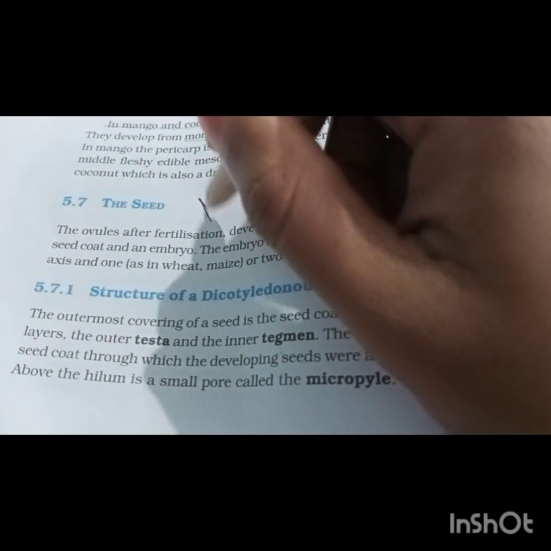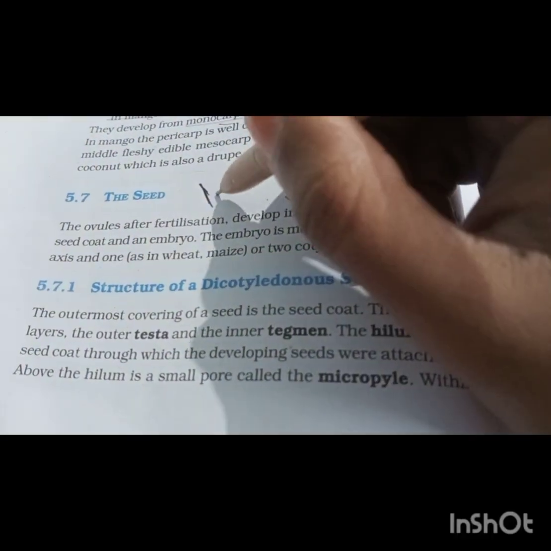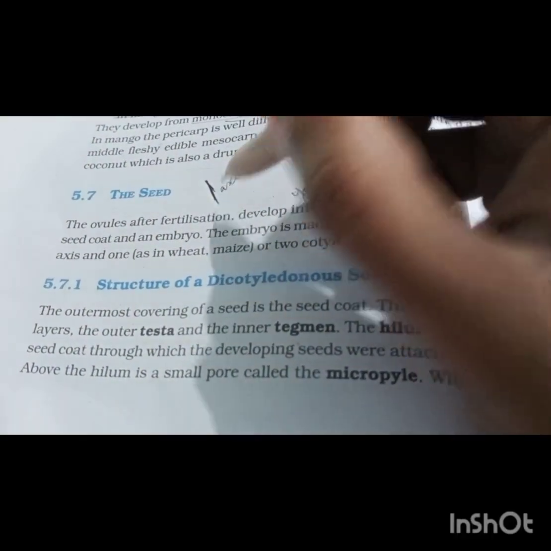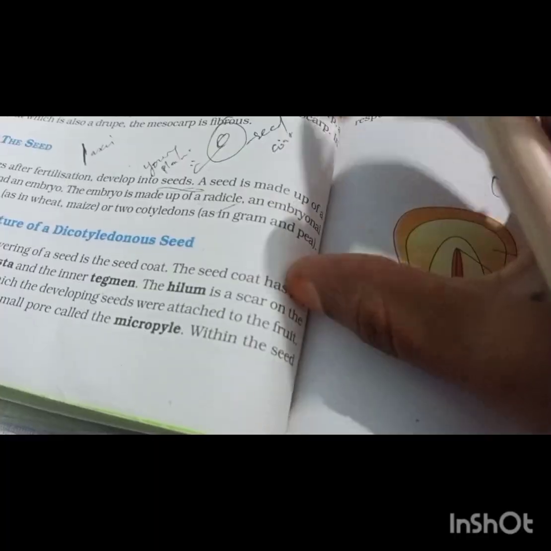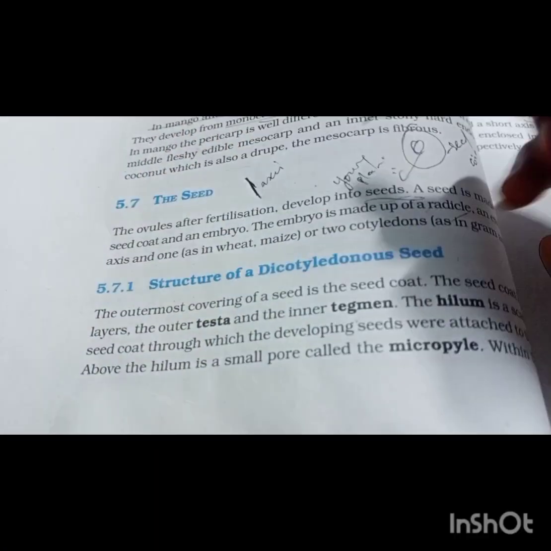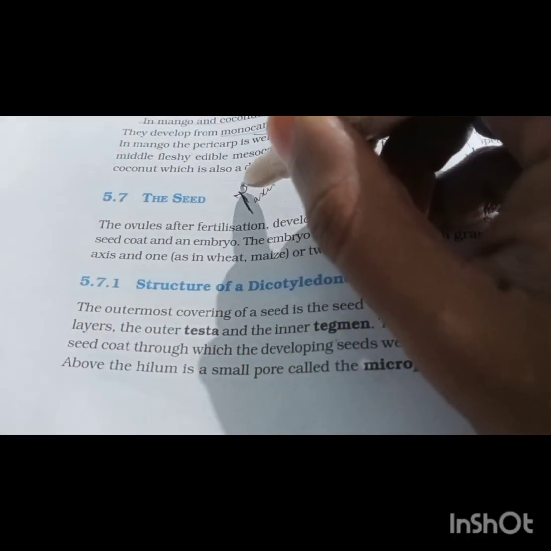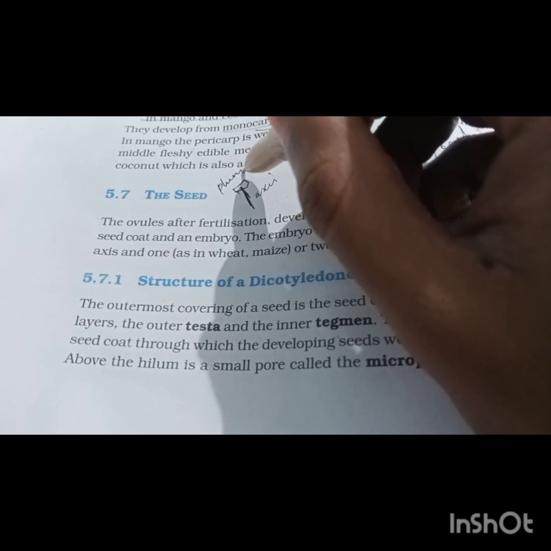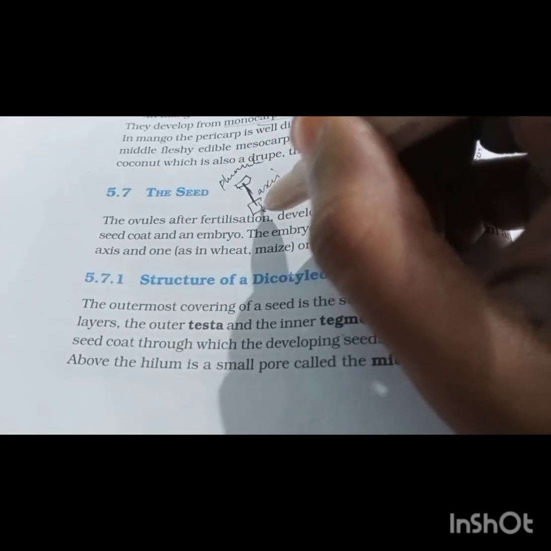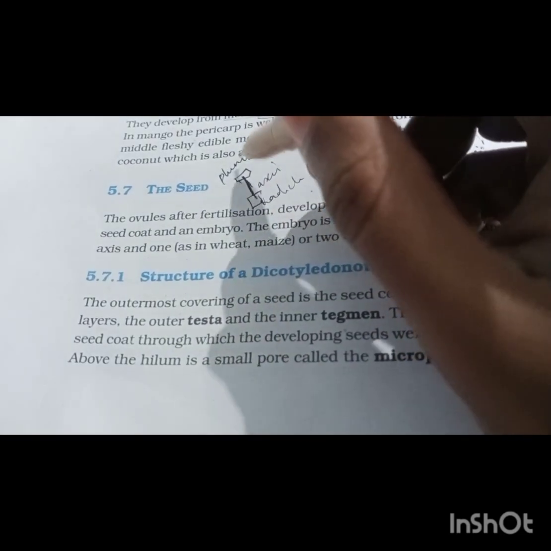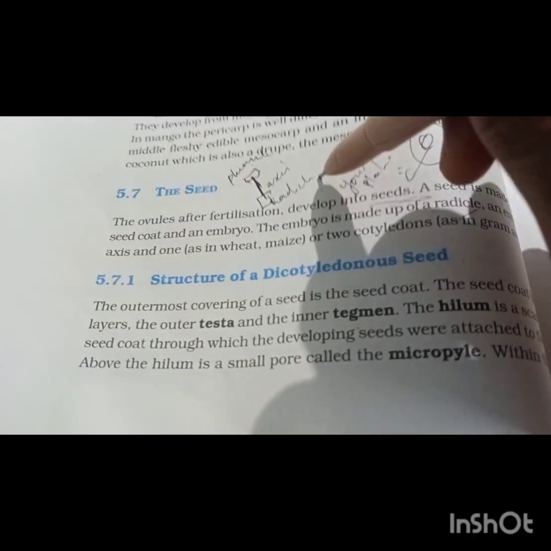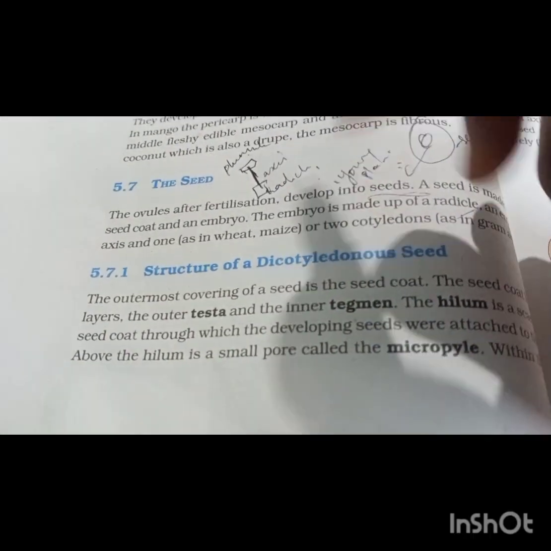If you take an embryo, the first part is the axis. This is the embryonal axis. The top portion will develop into the plumule, and the bottom portion will develop into the radicle. The plumule will give rise to the shoot system, and the radicle will give rise to the root system.